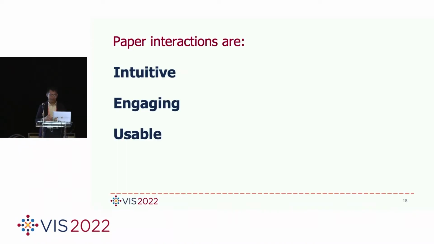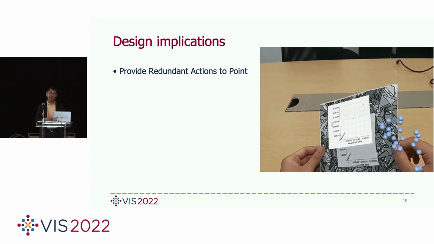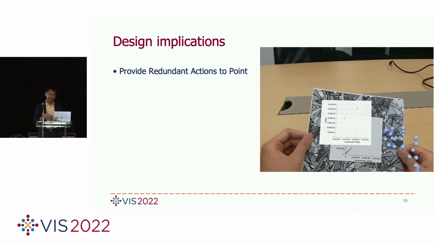The results show that most of the proposed interactions were intuitive and engaging to use. Moreover, all participants were able to use the chosen interaction to perform the data exploration, which shows that they are very usable. So based on the results, we derived 6 design implications.